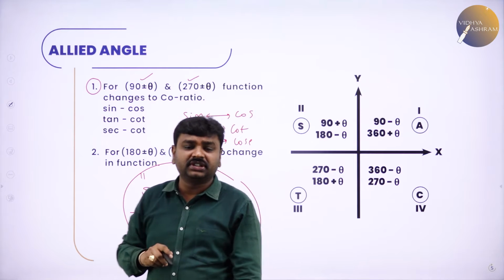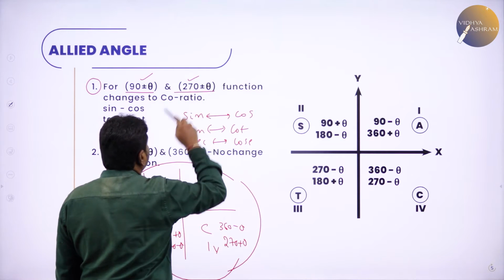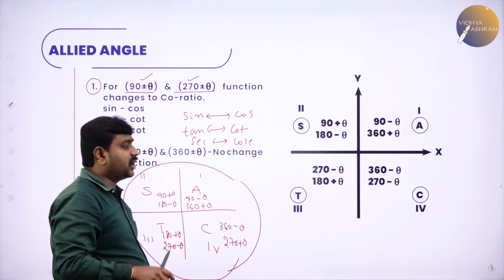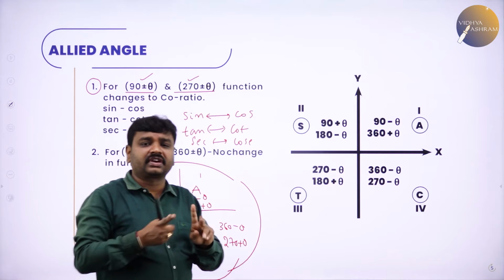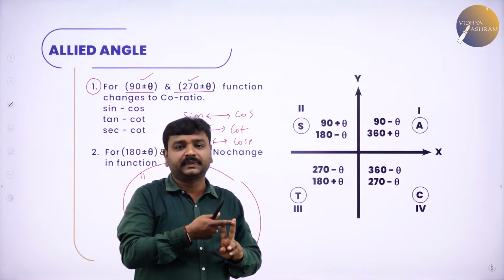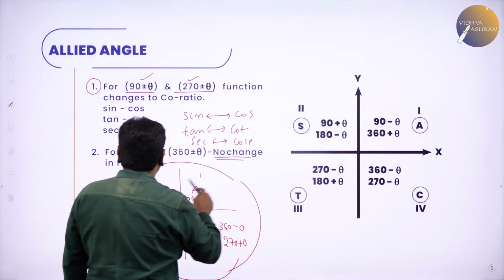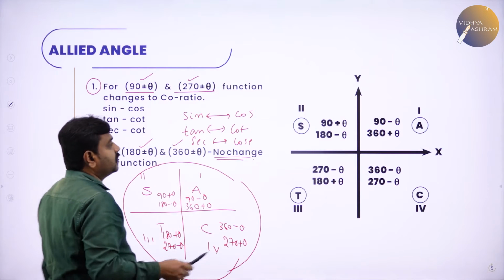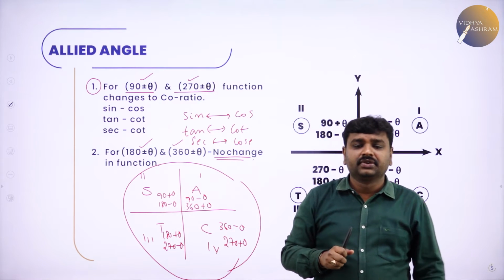When can we expect change? The function changes if you expand in the form of 90 plus or minus theta and 270 plus or minus theta. Sine of 90 plus theta is cos theta, so the function changes. When does the function change? For 90 and 270. And the function does not change, no change in the function, for 180 and 360. So these are the two rules.